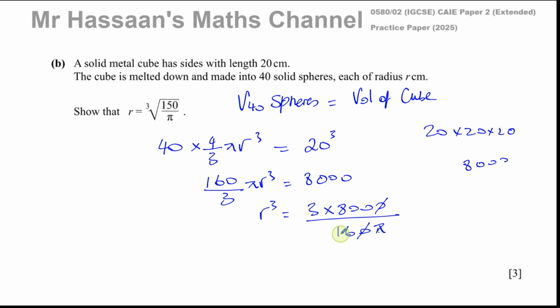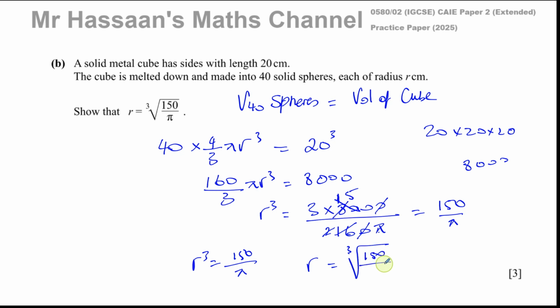We can break it down even simpler if you wanted to. You could say, for example, 8 goes into 16 2 times. Okay, and then you can say that that's a 10 here, and 2 goes into 10 5 times. 3 times 50 is 150, and this is all being cancelled out over pi. So we can say r cubed is equal to 150 over pi. So therefore r is equal to the cube root of 150 over pi.